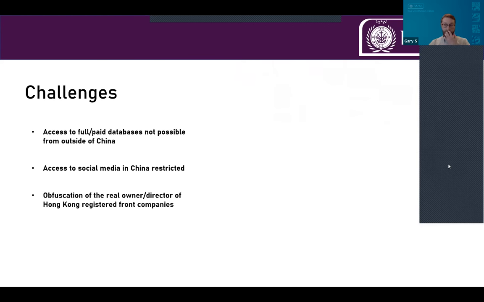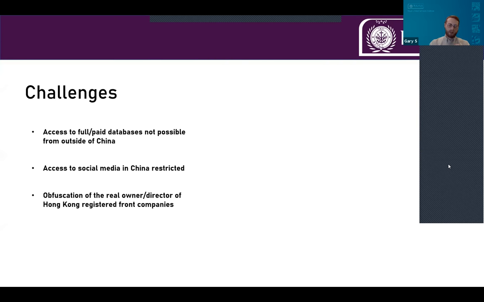So, just to briefly outline some of the challenges we do face in this: because of where we're based, it's very difficult to access certain sources in China, such as some of the paid databases, which is not possible. As I mentioned earlier, there are also problems with getting access to Chinese social media, particularly now.